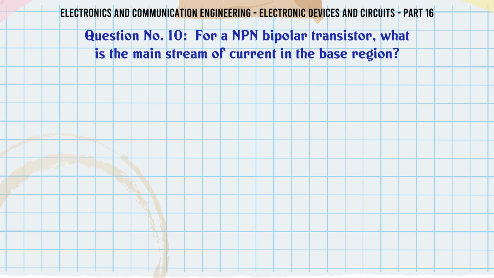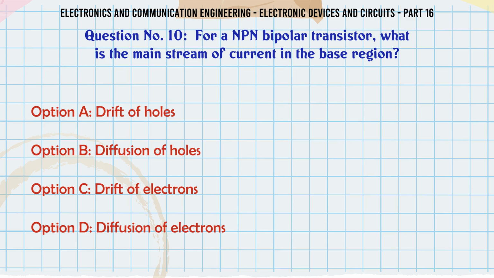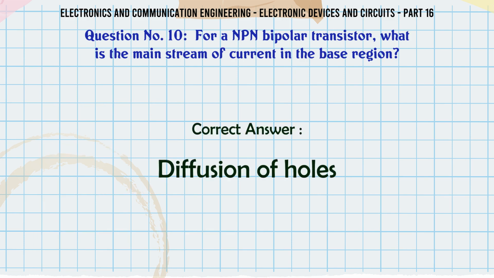For an NPN bipolar transistor, what is the main stream of current in the base region? A. Drift of holes. B. Diffusion of holes. C. Drift of electrons. D. Diffusion of electrons. The correct answer is diffusion of holes.